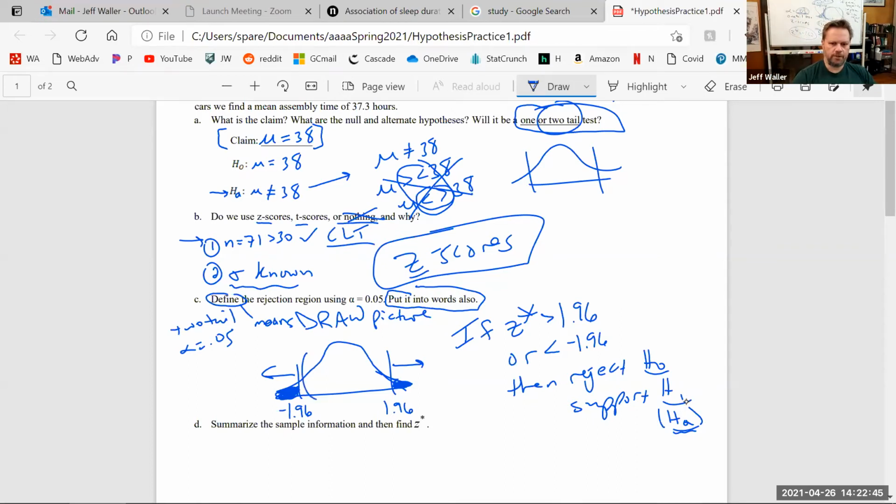So this is where the null thinks it's supposed to be. So if I show up here or down there, that is evidence that this guy is wrong. That's the bottom line. That's what this whole thing is all about.